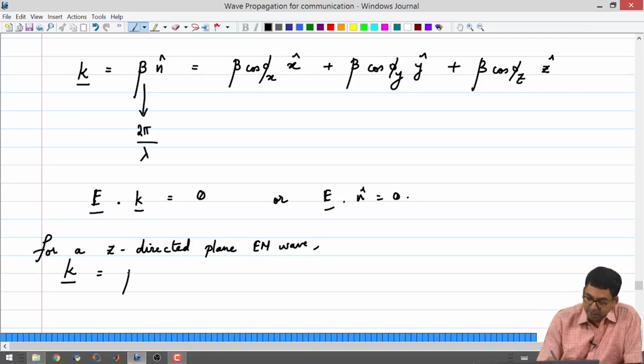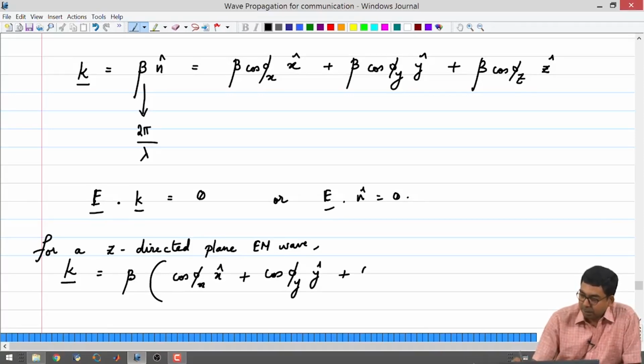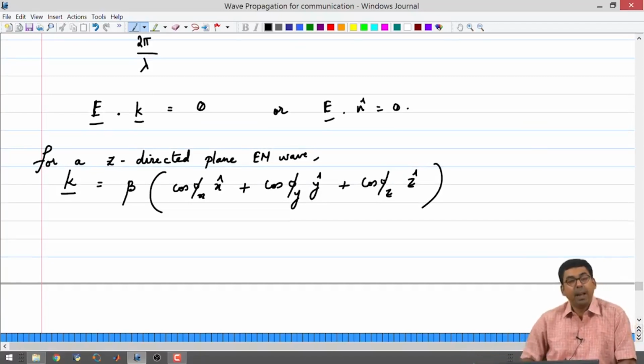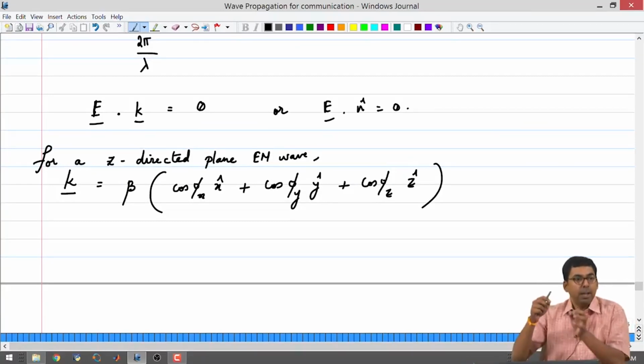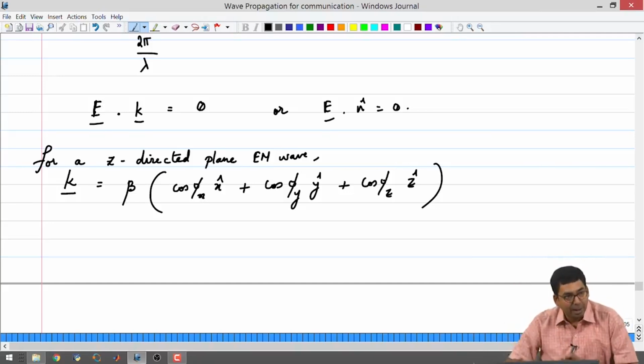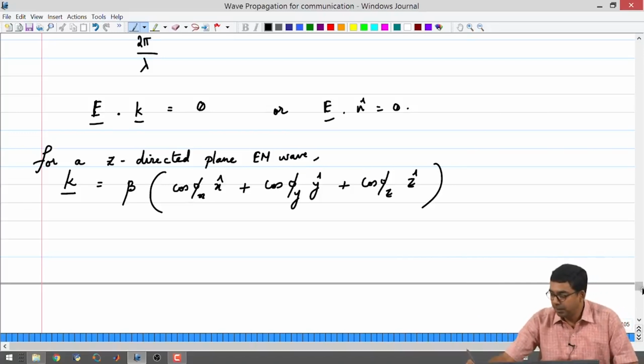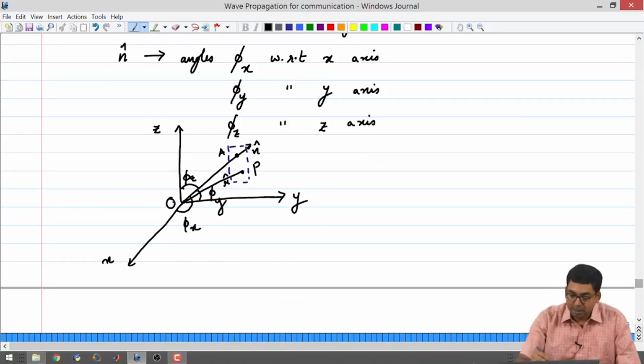I will be taking beta outside, it is just a constant: cos phi x x hat plus cos phi y y hat plus cos phi z z hat. For a z directed wave, the way you will draw the unit vector n hat is along the z axis. In the diagram that we had before, this n hat will be along the z axis, going up. It will start here and go there.